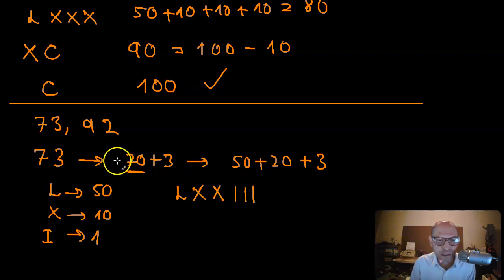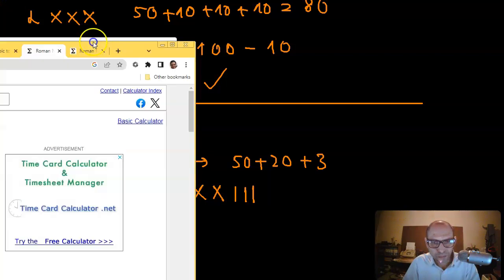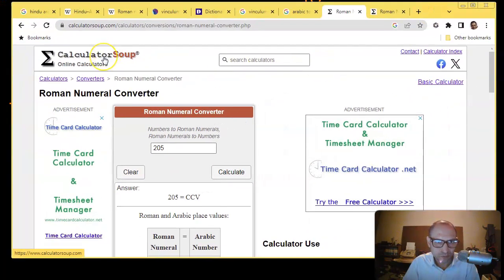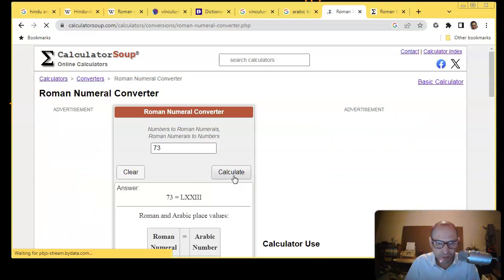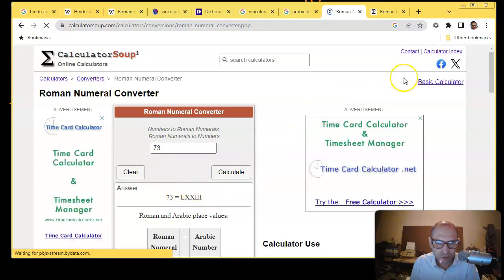So that's 73. Now, if you're not sure about your numbers, you can always use a calculator. For example, one website on which you can find almost all kinds of calculators is Calculator Soup. If you write a 73 over here and calculate, you see that you have a 50 plus 2 tens plus 3 ones, that's a 73, right?